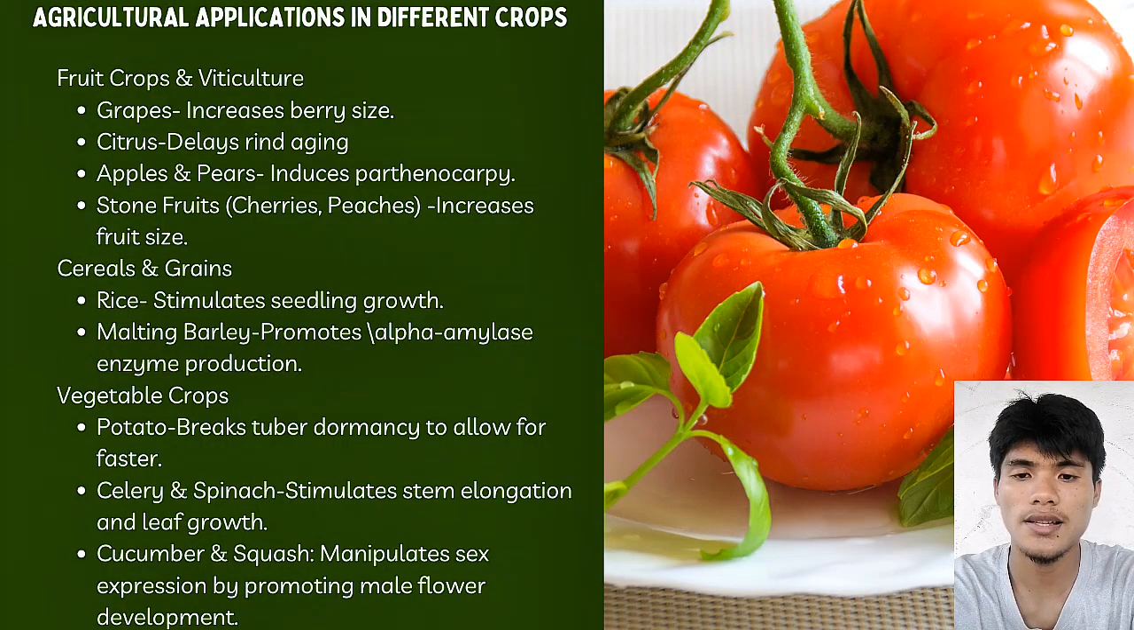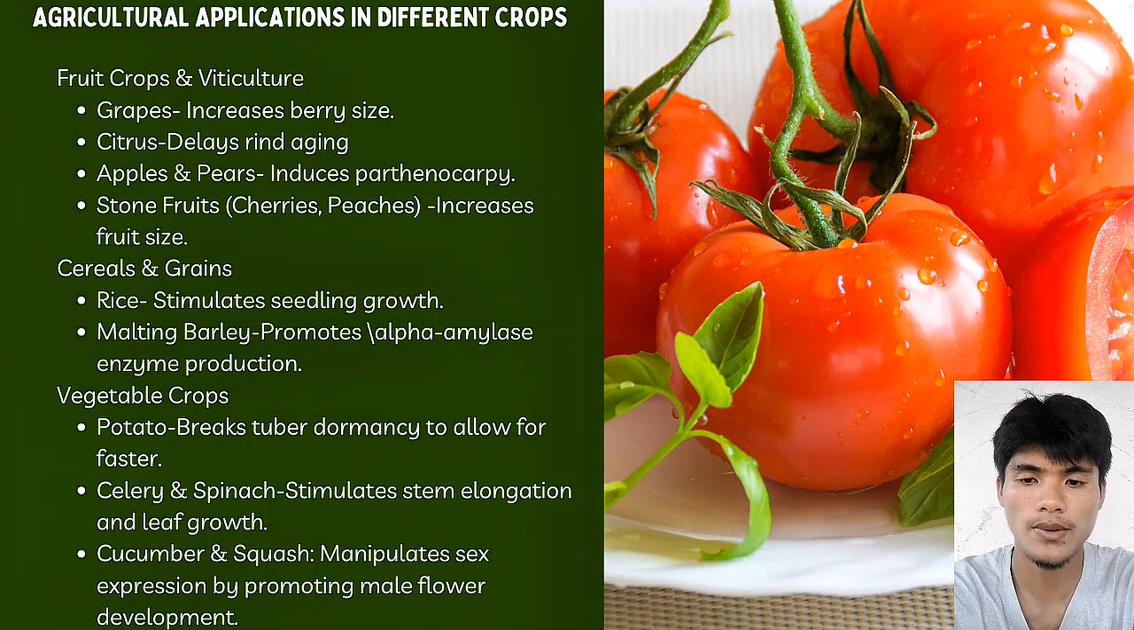Next slide is agricultural application in different crops. This slide shows how gibberellins are used in different crops. In fruit crops such as grapes, they increase berry size. In citrus fruits, they delay rind aging and improve appearance. In apples and pears, they promote parthenocarpy, resulting in seedless fruits. In cherries and peaches, they increase fruit size.